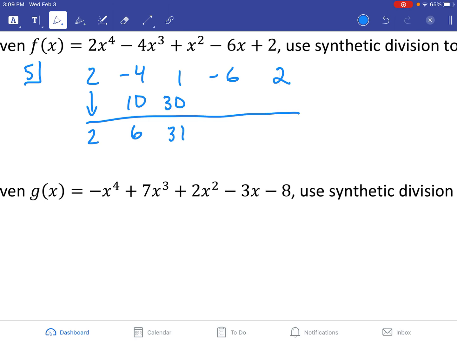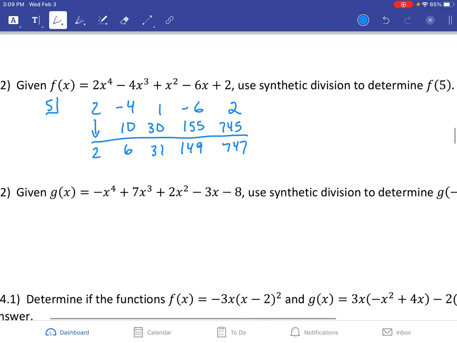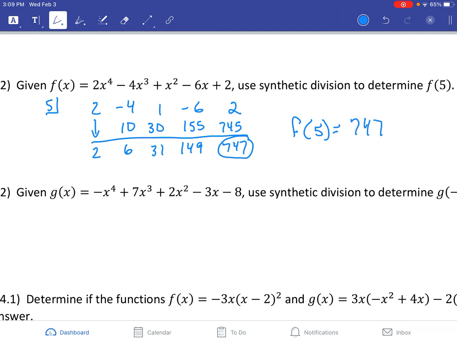31 times 5 is 155, minus 6 is 149, times 5 is 745, plus 2 is 747. So in this particular problem, all we care about is the ending number, this number at the very end. So we're going to write f of 5 is equal to 747. That is our answer.